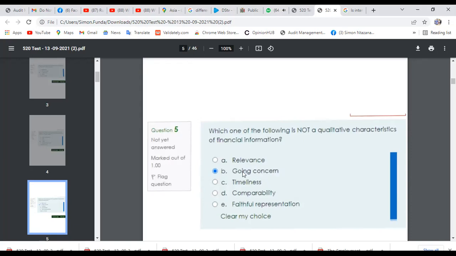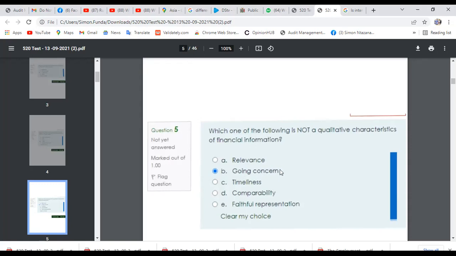So going concern is a concept in accounting which says that when the entity is preparing the financial statements, they should be prepared on the basis of going concern or ongoing concern basis, meaning that there should be that assurance that the entity will be there in the next 12 months or 1 year, or more than 12 months.